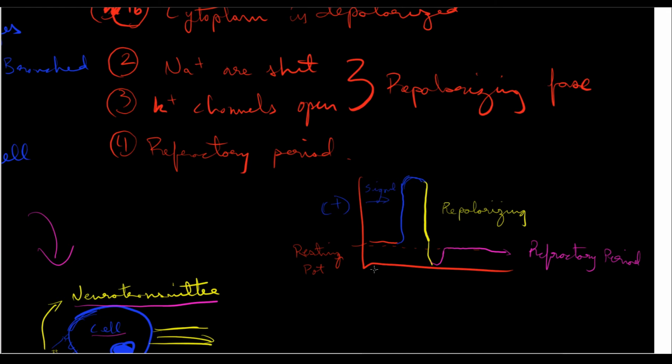So that would be the refractory period, and then we'd be done. That's about it. That's how a signal is sent. You start out in the resting potential. You get a signal. It goes all the way up, and the repolarizing phase brings it all the way down, almost too far down, and then it brings it back up to the refractory period, and then we're good, and we're polarized again.